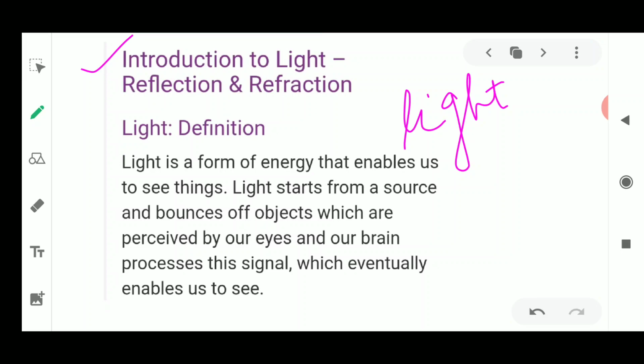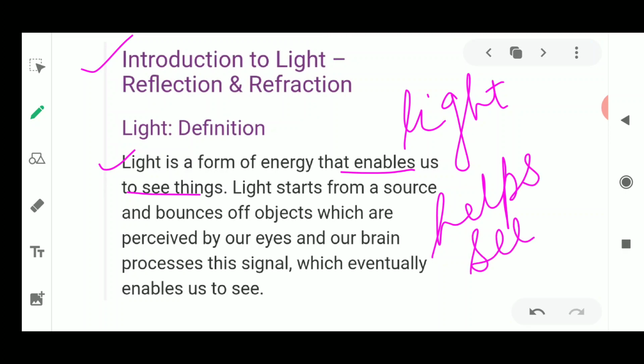So what is light in total? What is the definition, the meaning of this word light? Light is a form of energy that enables us to see things. It is one type of energy. We have discussed so many forms of energy in the last chapter, so this is again another form of energy, that is light, and it helps us to see things.